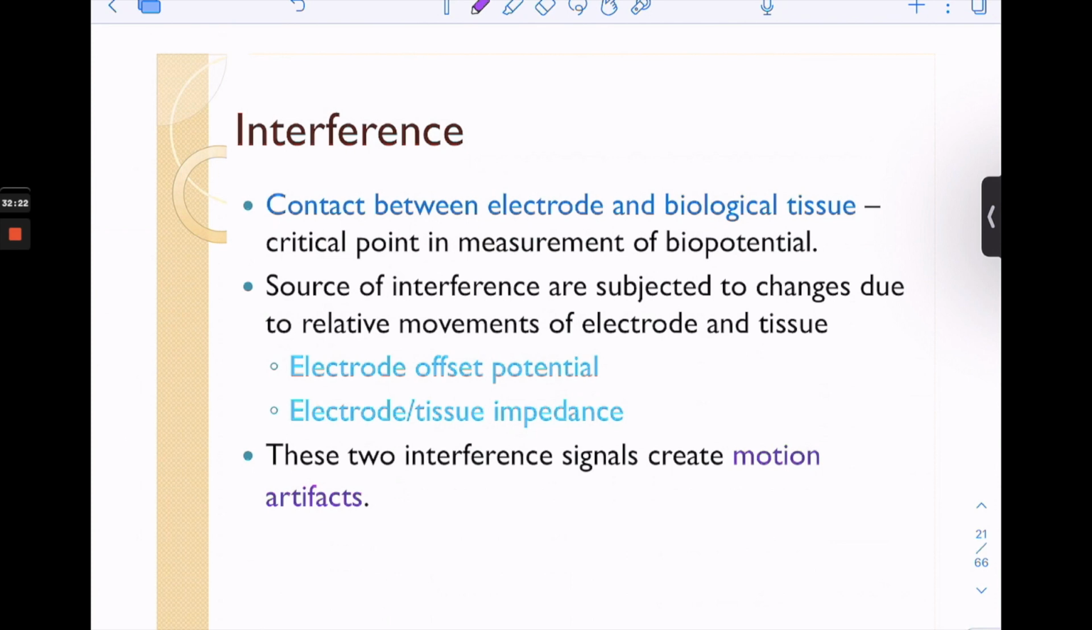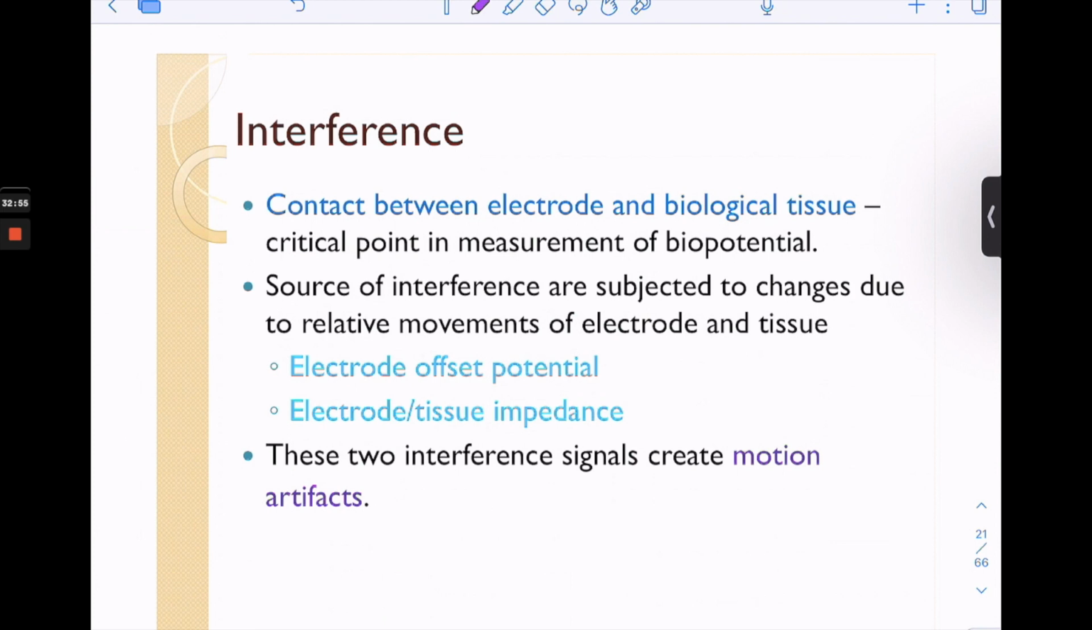Interference can come from the contact between the electrodes and biological tissues. So it is actually a critical point in measurement of biopotential. So sources of interference are subjected to changes due to relative movement of electrodes and tissue. So it can have electrode offset potential, and it also has electrode to tissue impedance interference. So these two interference signals create the motion artifacts. Yeah? Motion artifacts.